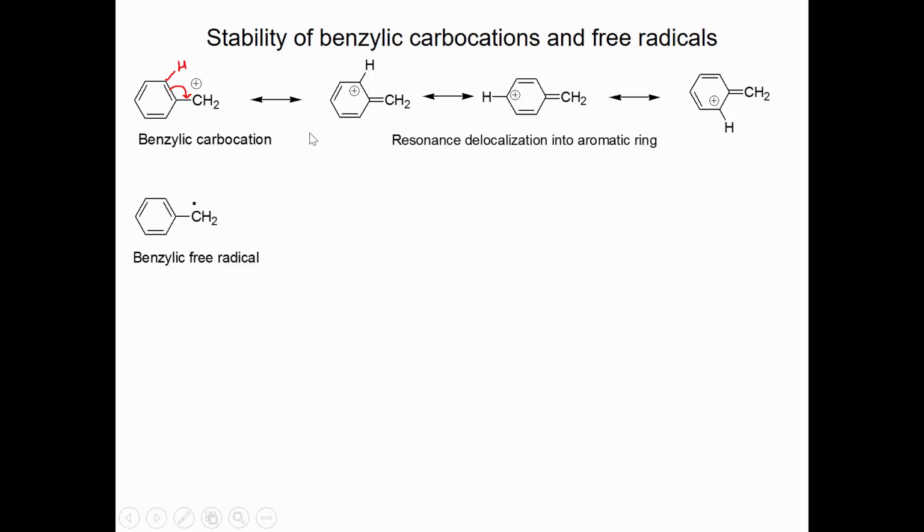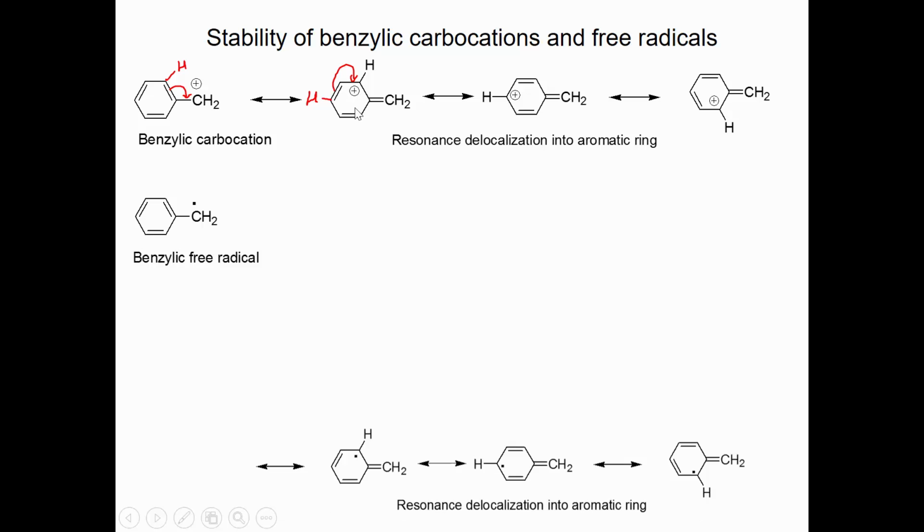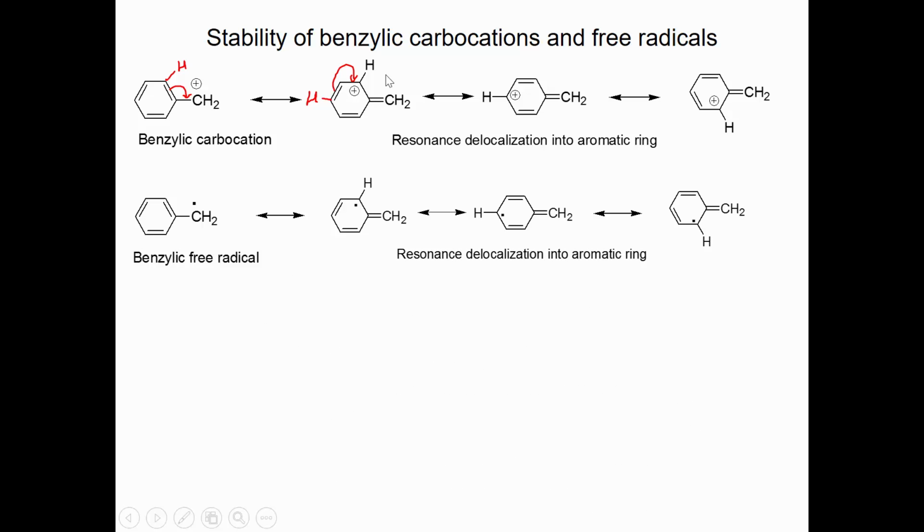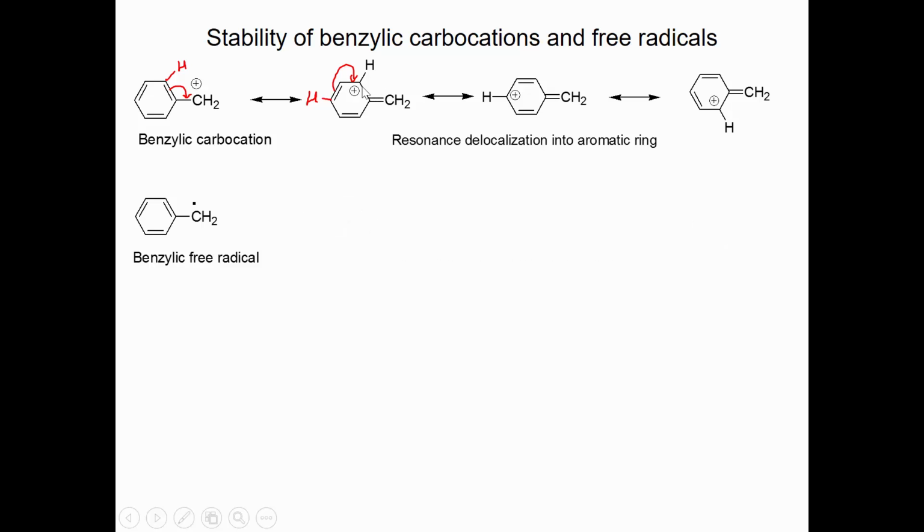All right, we can continue doing that all the way around the ring. Okay, so we can write a resonance structure from that set of arrows, and this gives us this, and we can go one additional step further to delocalize it again. So what we see here is that with the benzylic carbocation, we are delocalizing the positive charge into the ortho and para positions. Okay. All right, so ortho, para, the other ortho.